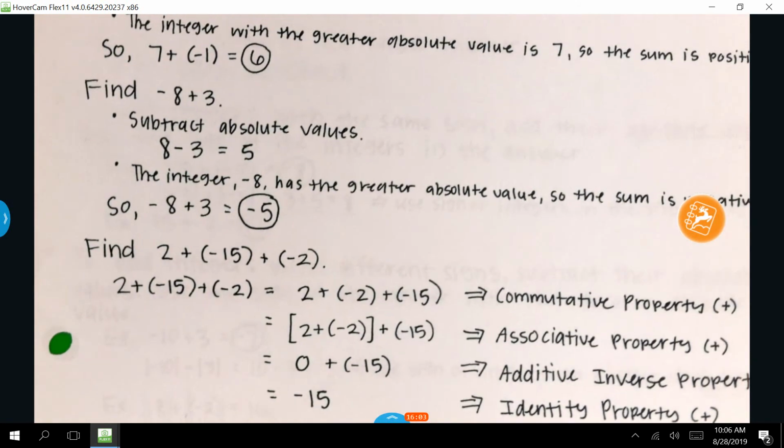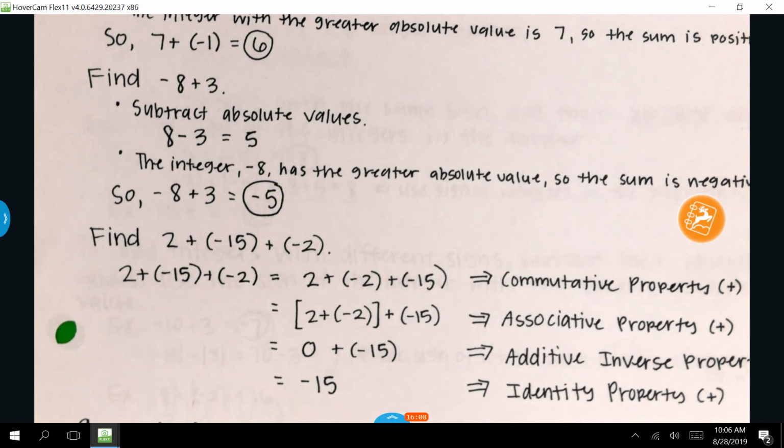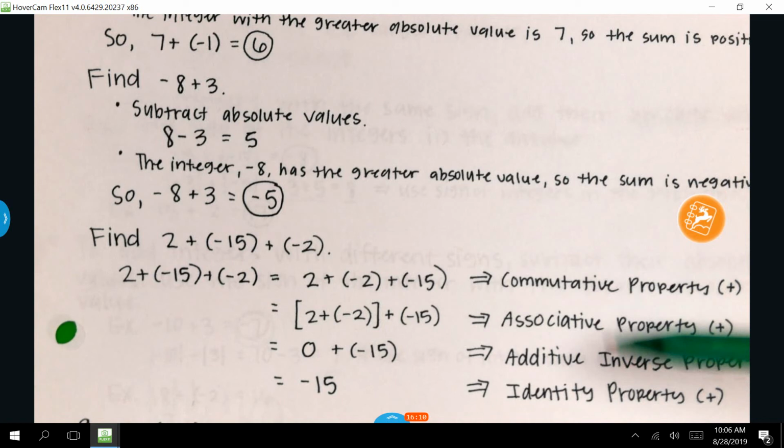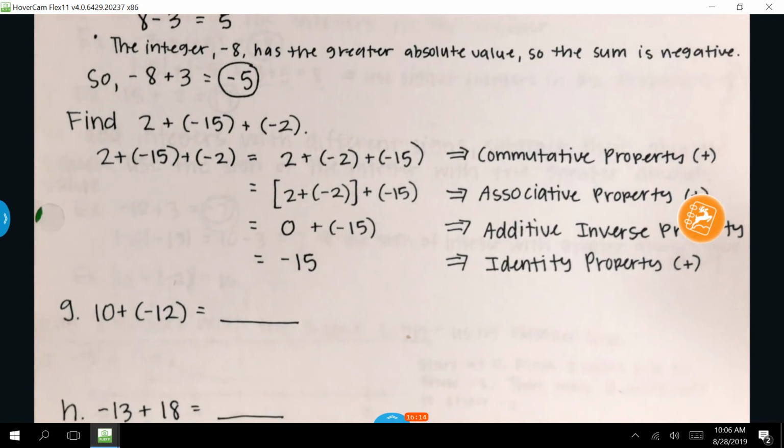Got it? All right, this last one is when I have three numbers, so more than just 2. We got to remember those properties so that we can solve it. Do we remember our properties?